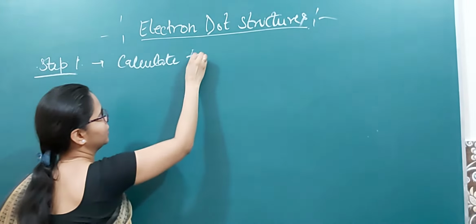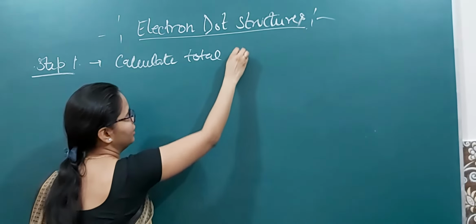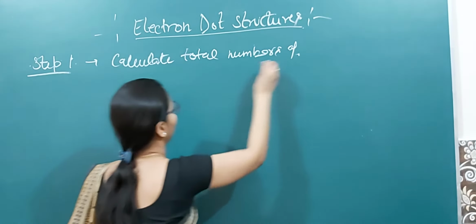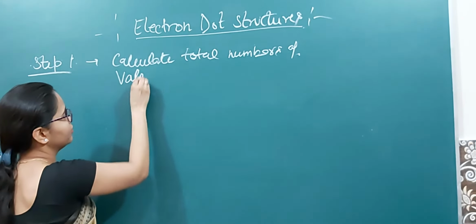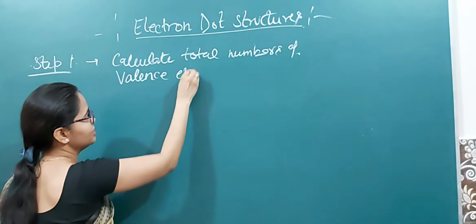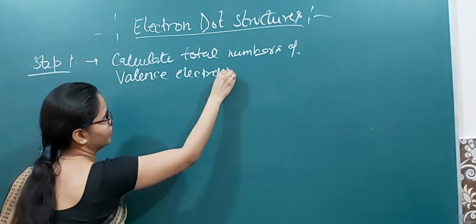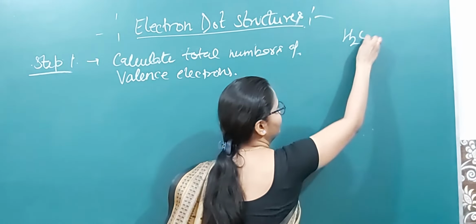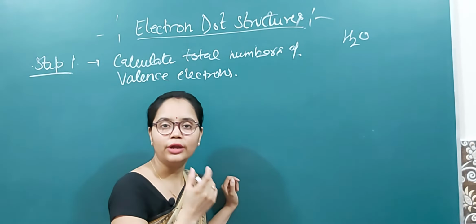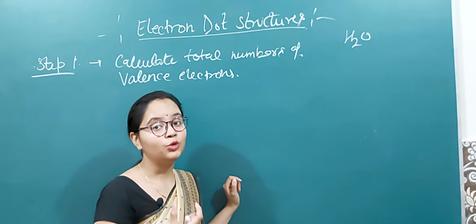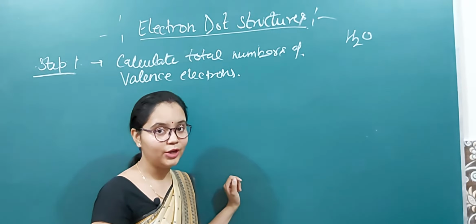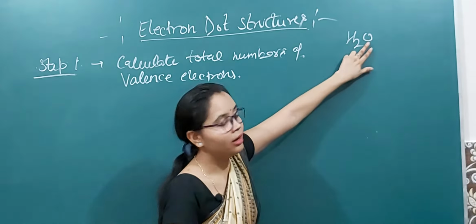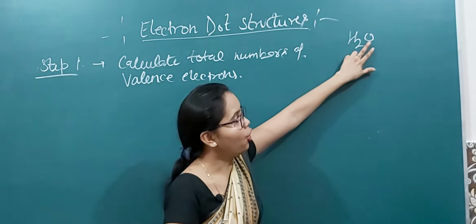So the first step is to calculate the total number of valence electrons. For example, suppose we want to write the electron dot structure of H2O. So in H2O, the total number of valence electrons will be equal to the valence electrons present in the hydrogen atoms and the valence electrons present in the oxygen atom.